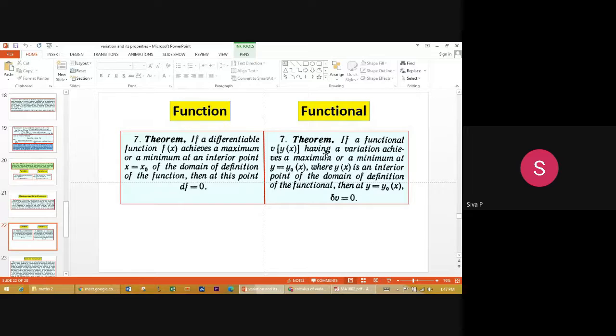Variation and its properties. If the functional V achieves a maximum at y equal to y0 of x, where y of x is an interior point of the domain of definition of the function, then at y equal to y0 of x, delta V equal to 0. Using this theorem only, I am taking that for both the extreme points, delta is equal to 0. This is one important theorem.